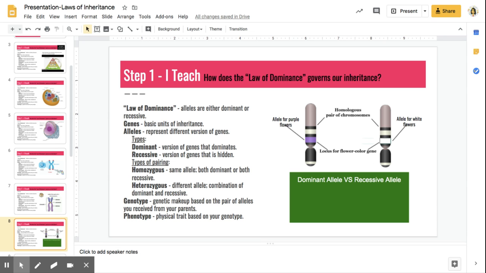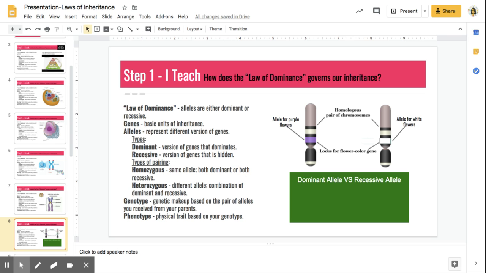In this video, I'm going to explain the different types of alleles. I will also give examples on how to represent and analyze the alleles. All right, so there are two types of alleles.